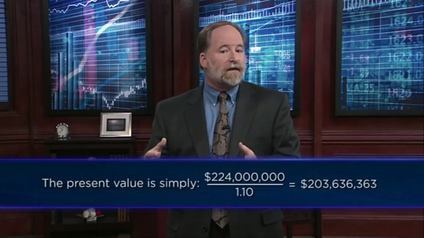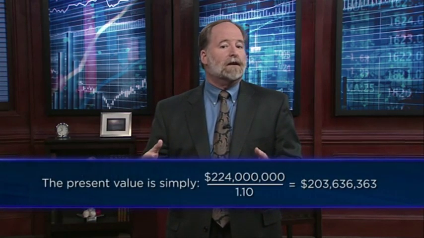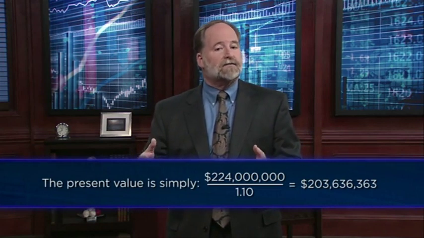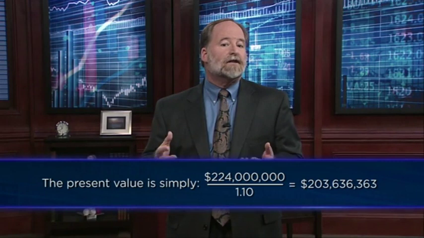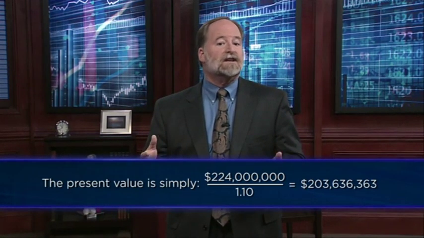Given the riskiness, we need to discount that $224 million back at what? 10%. So the present value is simply $224 million divided by 1 plus the interest rate of 10%. That equals $203,636,363.